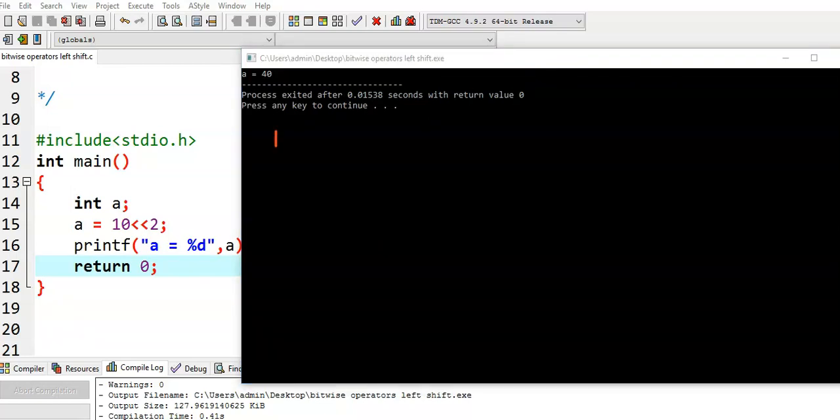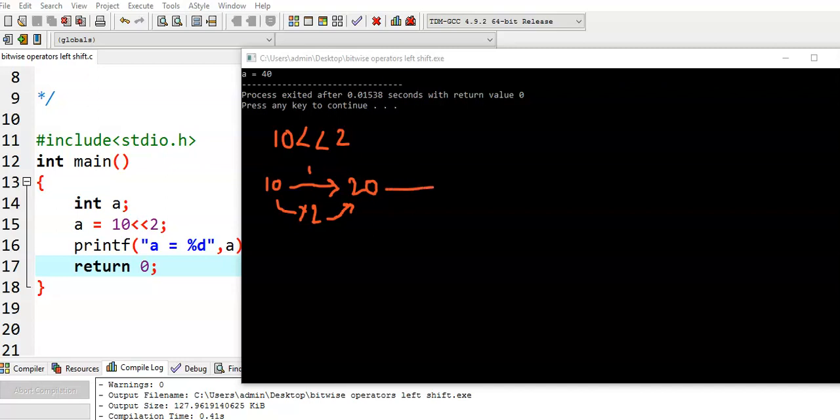Here 10 left shift 2. That means 10 is shifted to the left hand side by two positions. What happens here? We take the value 10. When it is shifted for the first time to the left hand side, that means it is multiplied with 2. 10 into 2. What is 10 into 2? We get 20. When it is shifted to the left hand side for one bit, its value becomes 20.